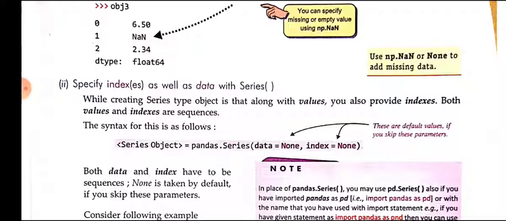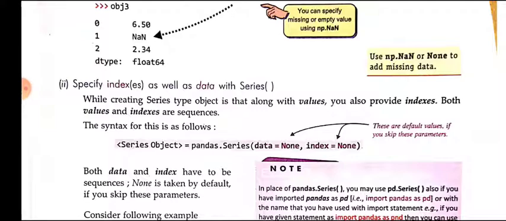So students, we can specify data, and at the same time we can also give index while creating the series. See, in your book it is written that while creating a series type object, along with values you can also provide indexes. Both values and indexes are sequences. That means index and values both we have to pass as a sequence. The syntax for this is as follows.